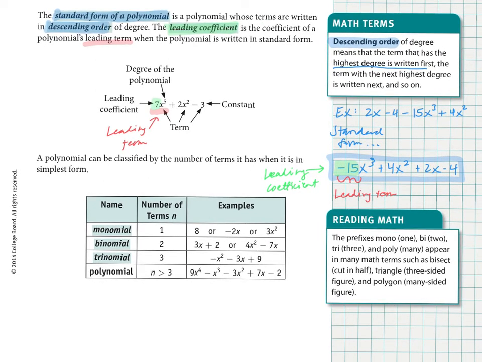I think you're at a point where you're like, ooh, yeah, we learn a lot of vocabulary. I'm definitely going to use Quizlet or maybe make some flashcards to practice knowing these. Hey, guess what? We're going to learn some more vocabulary.